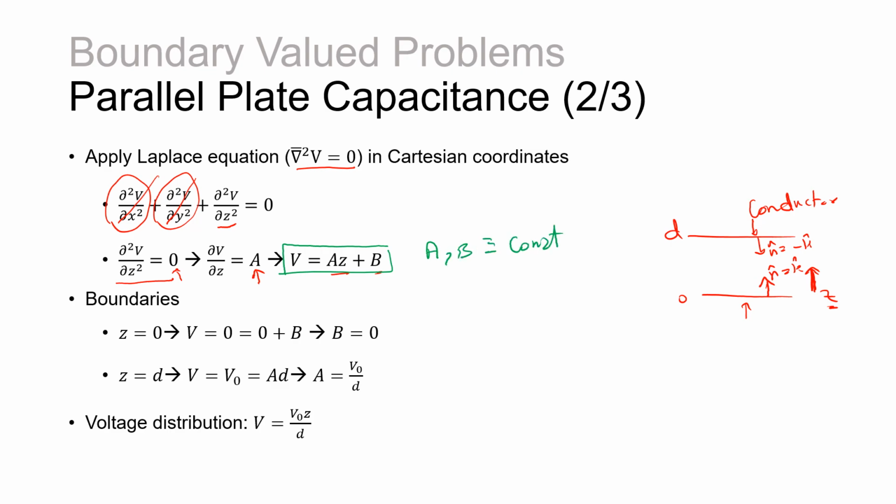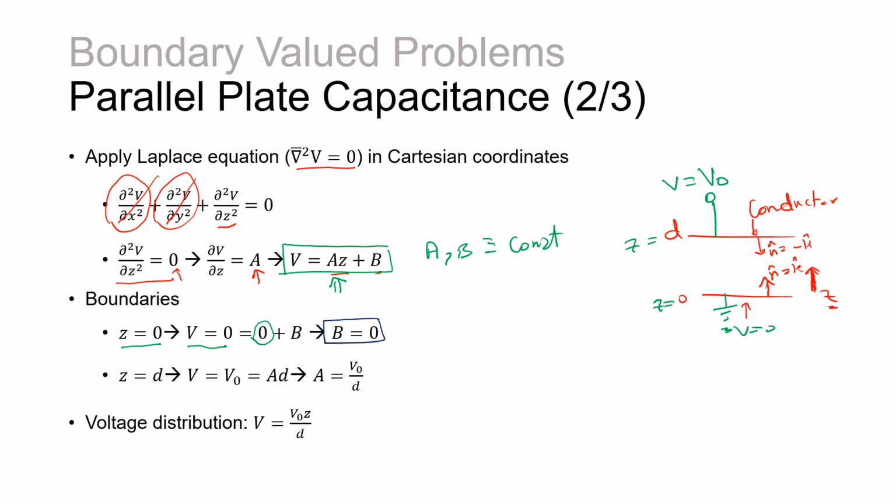Here we come to the second step, which is applying the boundary conditions. We have V naught in the upper plate, we have 0 in the lower plate. This means at z equals 0, we have V equals 0, and at z equal d, we have V equal V naught. So let's start with z equals 0. We have V equals 0, and applying this equation, when z equals 0, the total here will be 0. This means we are left with B equal to 0.